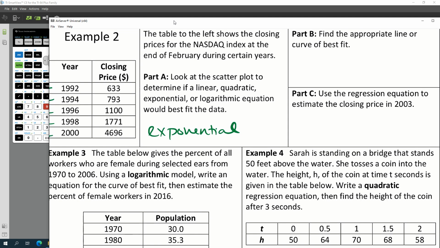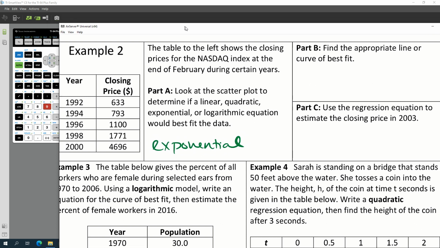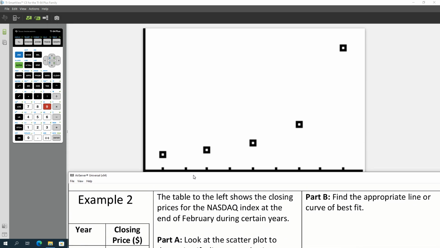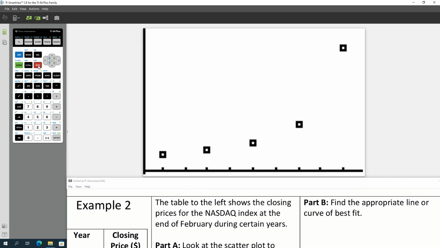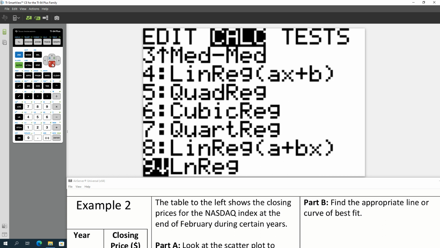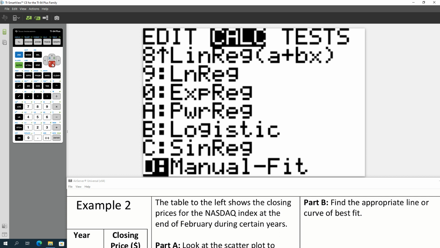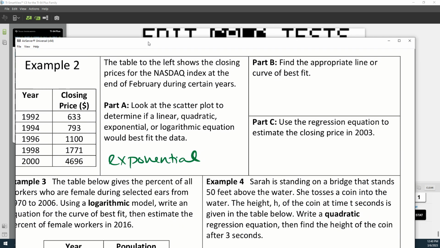Okay. Part B asks us to find the appropriate line or curve of best fit. So we want the exponential regression. So we're going to hit Stat. We're going to go over to Calc, and we're going to start scrolling until we see something that we think is exponential regression. What do y'all think? 0? Yeah, 0 definitely means exponential regression.